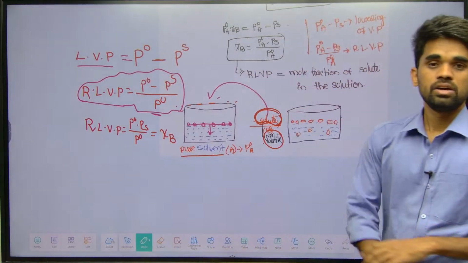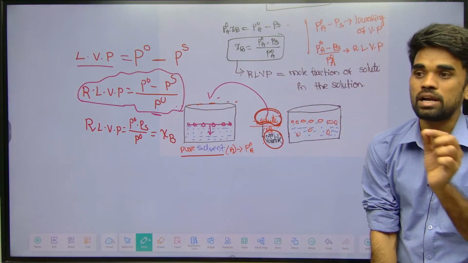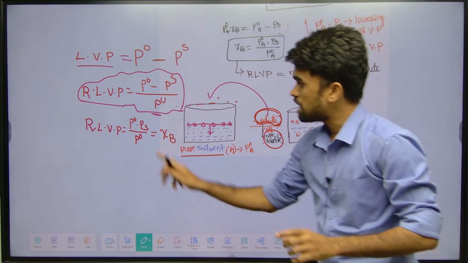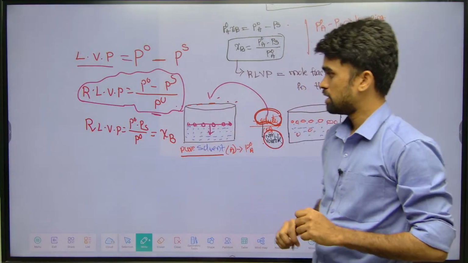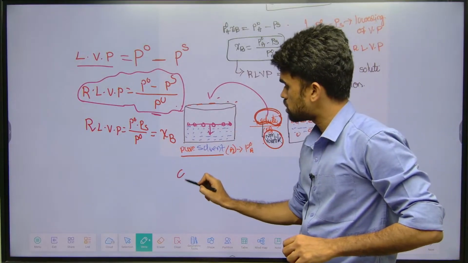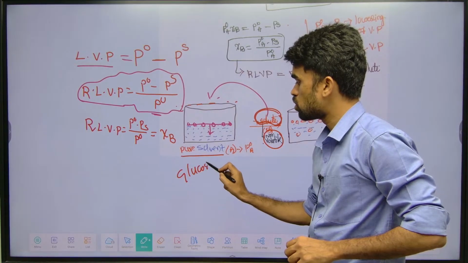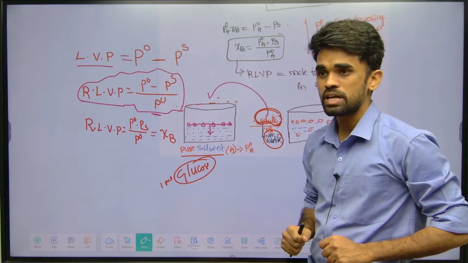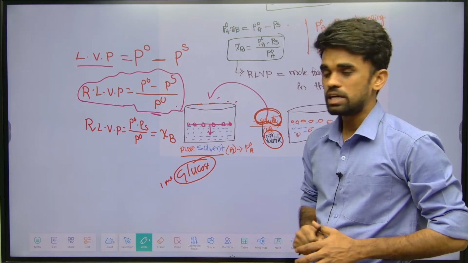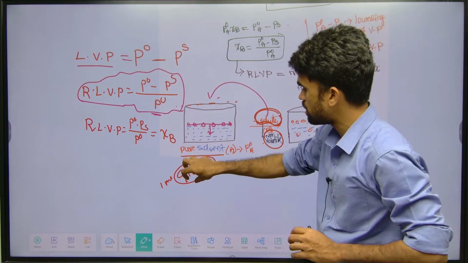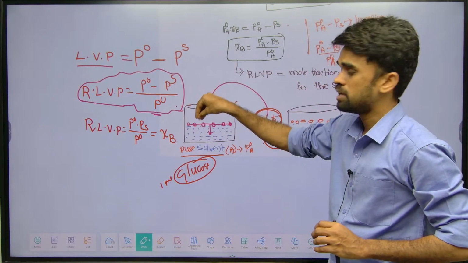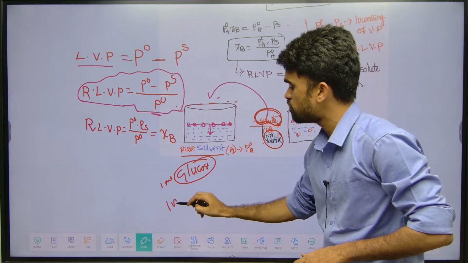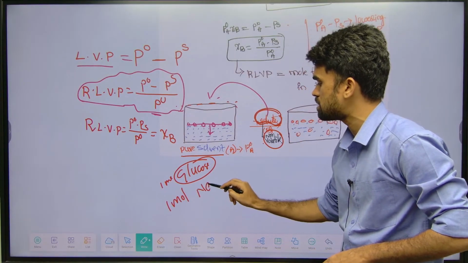Okay. So RLVP is a colligative property we are studying. Just listen to this line: RLVP is what? A colligative property. See, I am adding glucose particles now. Let us say 1 mole of glucose. Will this glucose dissociate? It's a non-electrolyte, so it won't dissociate. Whatever quantity you are adding, that many particles will be there on the surface. If I add the same 1 mole of NaCl, now what happens?